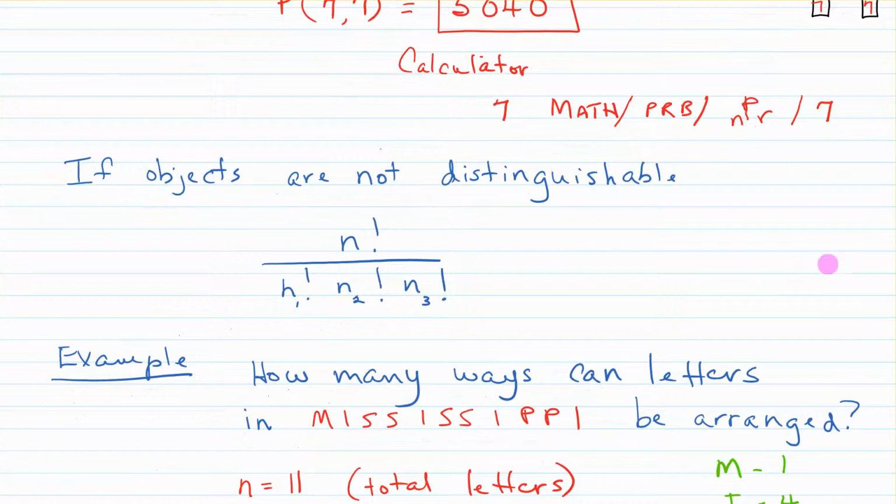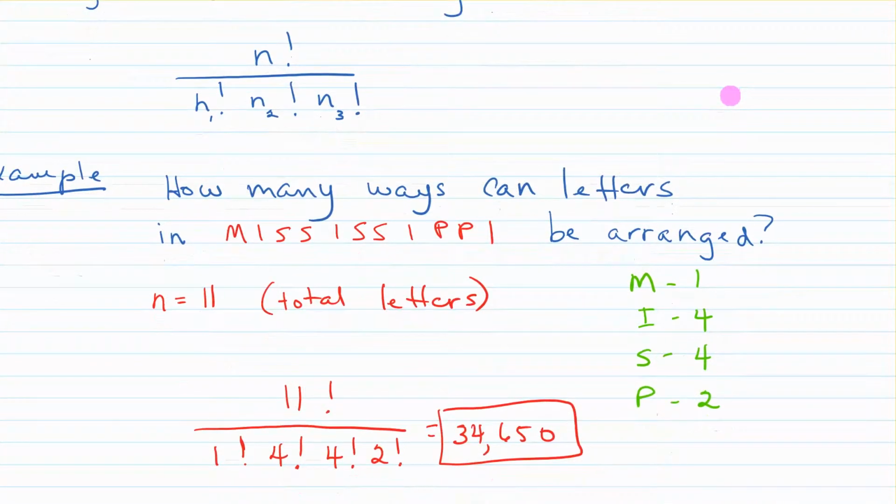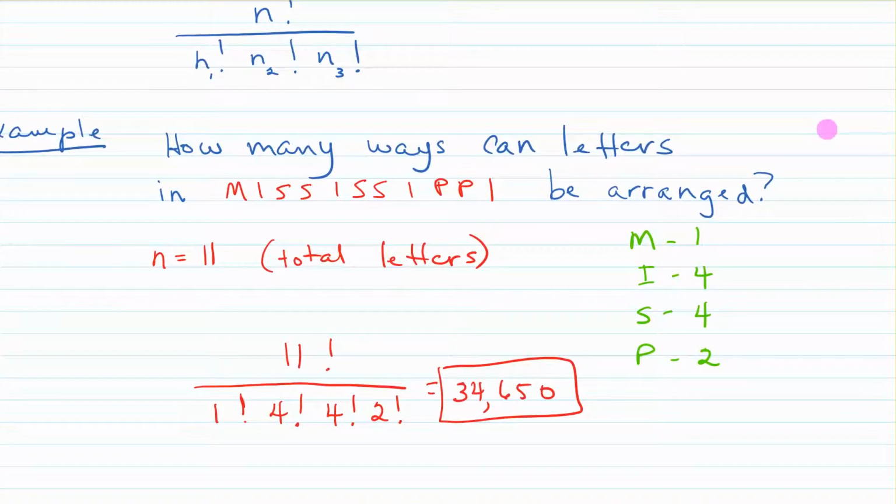Okay? All right. Now, if the objects are not distinguishable, it's a little bit different. N factorial over n sub 1 factorial, n sub 2 factorial, n sub 3 factorial. So here's an example of that. How many ways can the letters in Mississippi be arranged? If they don't have to spell anything, we have a total of 11 letters. We have 1 M, 4 I's, 4 S's, and 2 P's. So it's the total on top, 11 factorial, and then each of these factorials multiplied together on the bottom.